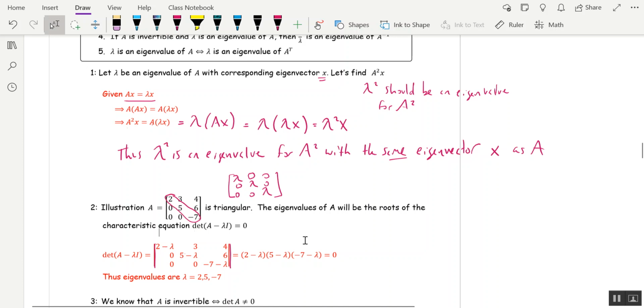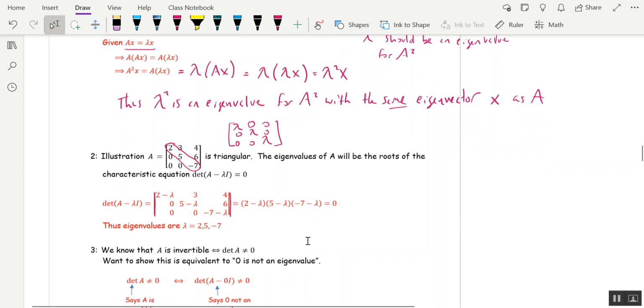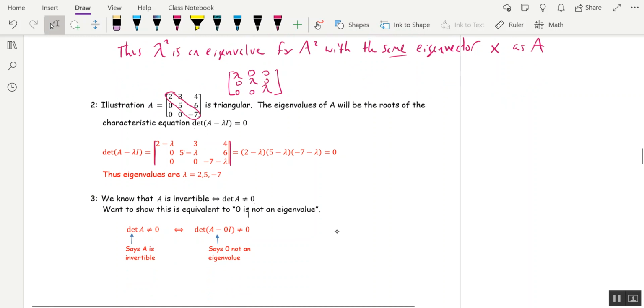Okay, the next one is A is invertible if and only if 0 is not an eigenvalue. All right, A is invertible if and only if 0 is not an eigenvalue. We know from the IMT that A is invertible if and only if the determinant of A is not equal to 0. And so 0 not being an eigenvalue follows from this right here. When I write determinant A is not equal to 0, that's equivalent to determinant of A minus 0I is not equal to 0. Because when I subtract 0I, I still get A. So these are the same statement.